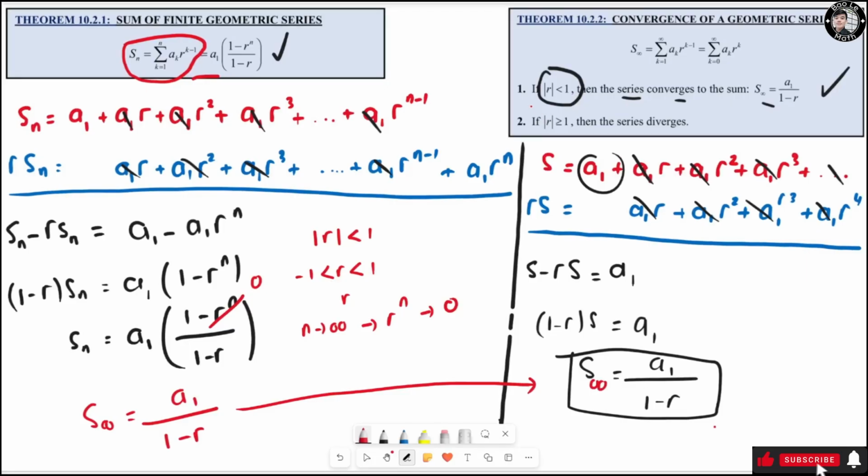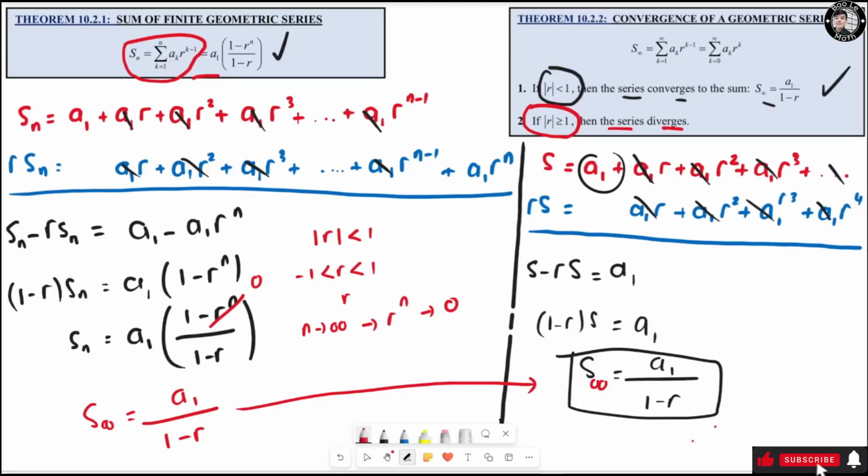When the absolute value of r is greater than or equal to 1, this series diverges, meaning it does not approach a finite limit, and it's a good time to stop.